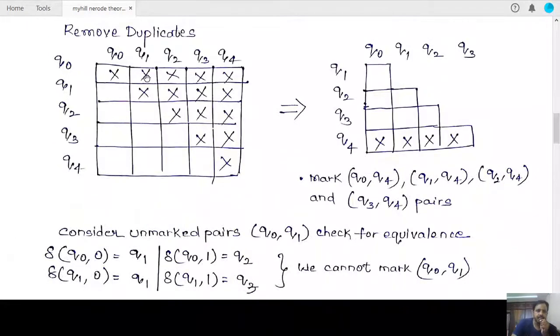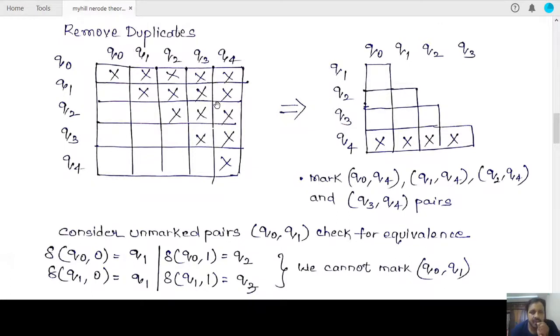So see here, I just marked the Q0 row Q1 column with a cross, then the Q0 row Q2 column with a cross, the Q0 row Q3 column with a cross, the Q0 row Q4 column with a cross. So whatever the states are above the diagonal, whatever the cells are there, those are going to be removed. Why? Because those cells will be considered as duplicate cells, or those pairs of states will be considered as duplicate pairs, right? So from the diagonal upward, we have to remove all those cells. That is nothing but removing the duplicate cells.